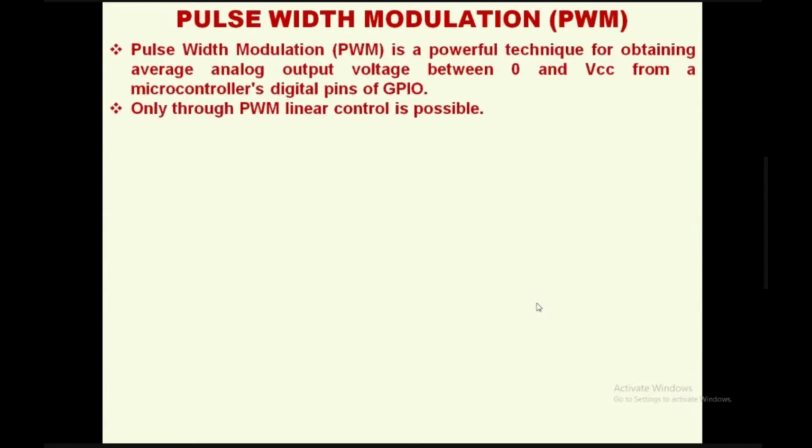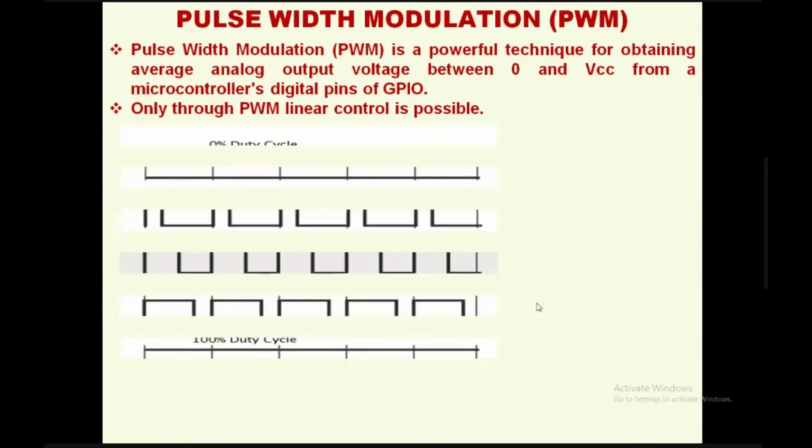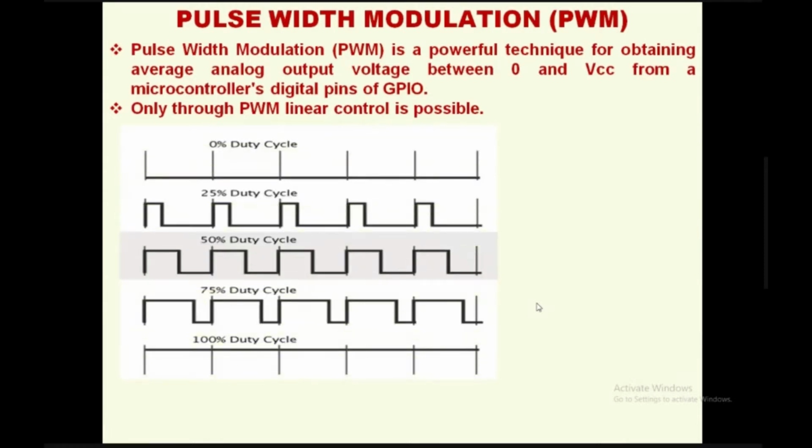Pulse width modulation is a powerful technique for obtaining an average analog output voltage between 0 and VCC from the microcontroller's digital GPIO pins. Only through pulse width modulation is linear as well as non-linear control possible. Whenever we talk about pulse width modulation, one thing we have to concentrate on is the period. If you look at the screen, at the cursor, this is the first period, second period, third period, fourth period, fifth period.